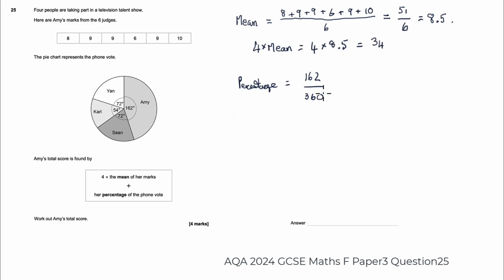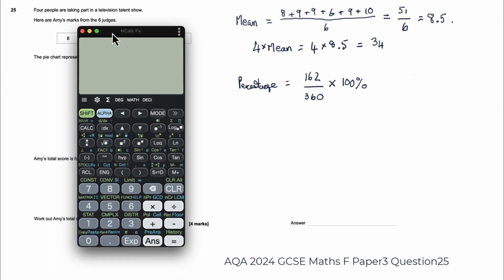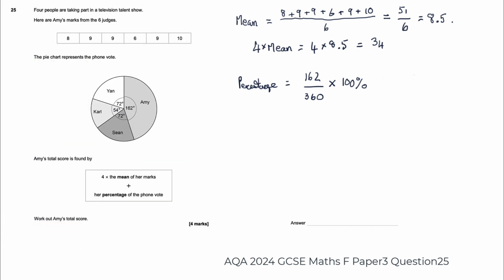That's not a percentage. To turn it into a percentage, you multiply it by 1. Well, 1 in the guise of 100%. 100% is just another way of writing 1. So the calculation is 162 divided by 360 times 100. That gives us 45. So it's 45%.